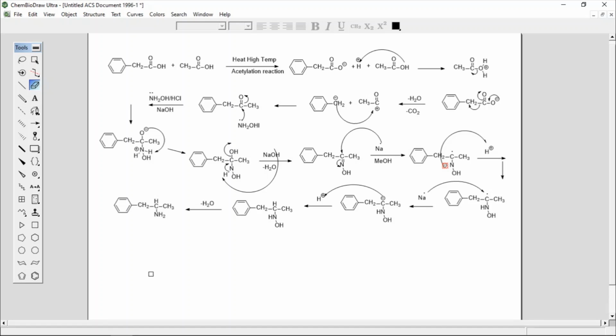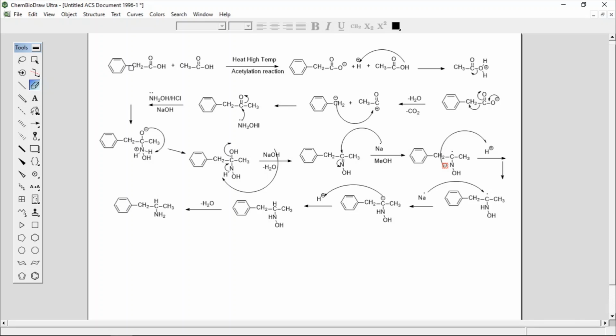So this is your final product, and this amphetamine is used in the treatment of obesity, narcolepsy, alcoholism. So this is the reaction mechanism. The first step is simply when these two acids, phenylacetic acid and acetic acid, are treated under heat at high temperature, an acetylation reaction takes place.